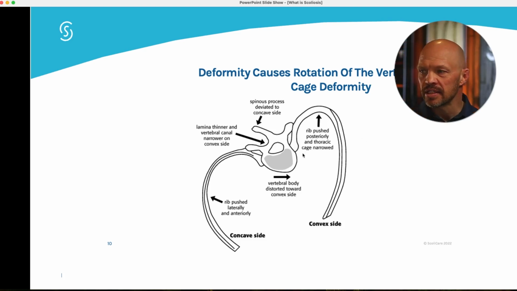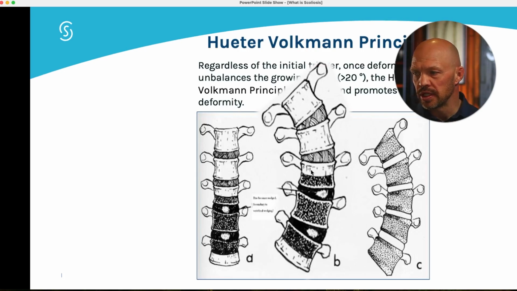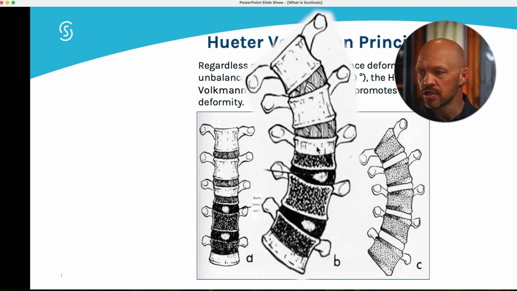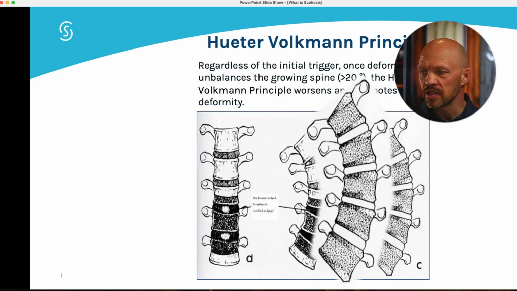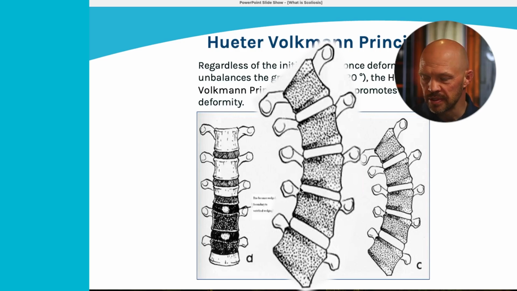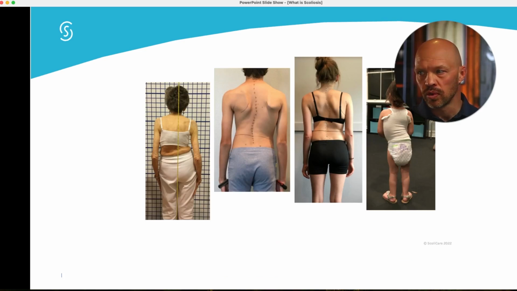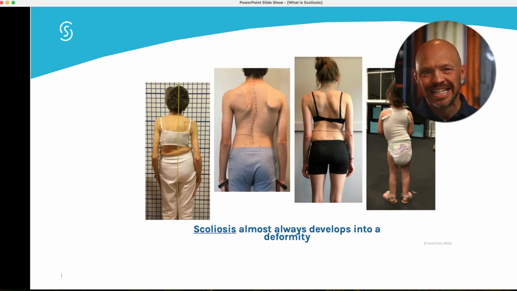So we get this asymmetrical loading and we get this rotational deformity. I mentioned the Hueter-Volkmann principle. As you get a bend in here, you start to get more pressure on the inside and less on the outside. And that's what actually causes the wedging, where the inside of the vertebrae is growing slower, the outside is growing faster, and the same thing actually happens in the disc. And that's when we start to see this wedging deformity on the vertebrae like this. By the time you get that wedging deformity, it's a pretty severe curve. But this right here is a severe curve. The key takeaway is all true scoliosis eventually develops into deformity.